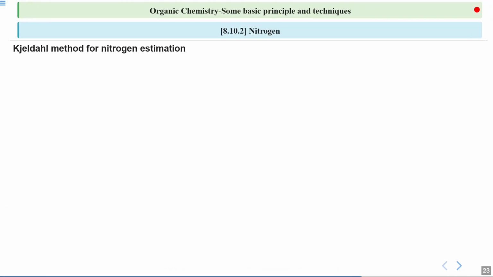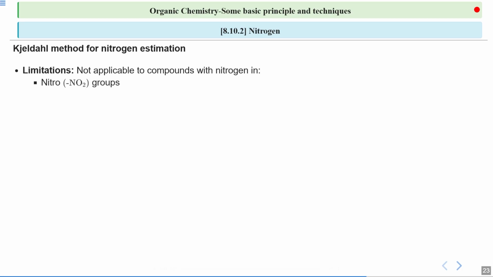Then moving on further in the Kjeldahl method, what are the limitations of this method? So it is not applicable to compounds with nitrogen in nitro groups, azo groups, or nitrogen in heterocyclic rings. Example, pyridine. Okay, so nitro means NO2 group. Azo is represented by single bond, double bond and single bond. And the third one was nitrogen in heterocyclic compound, whose example I already told you, which is pyridine.